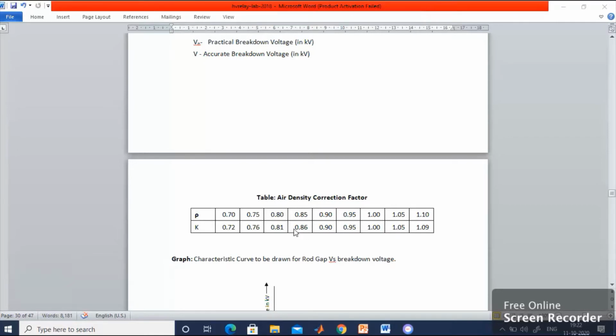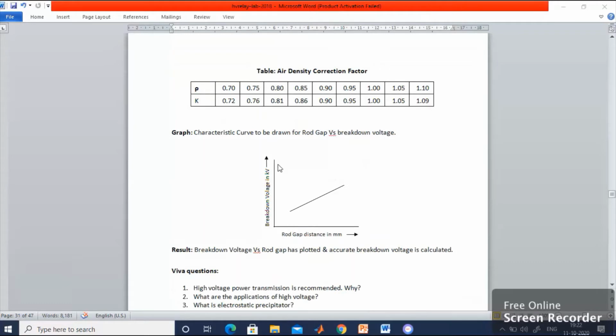Then if you multiply the K factor with your practical value of breakdown voltage, definitely you will get the accurate value of breakdown voltage. At the end, you can plot the graph, that means breakdown voltage versus rod gap distance. You can take distances such as 10 mm, 20 mm, 30 mm and 40 mm, similar to your sphere gap arrangement. But the combination is different. Procedures are also almost the same. Okay, so these are the different arrangements required for the experiment.